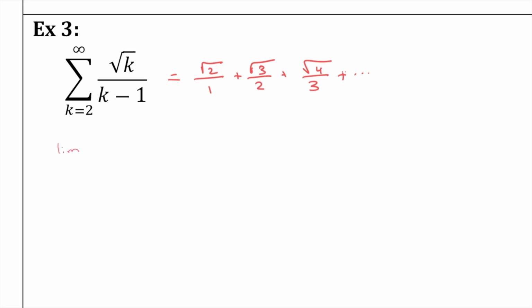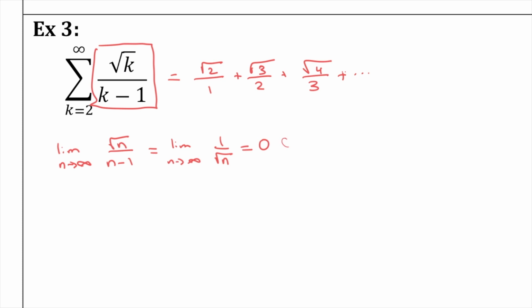What if we were to consider the limit as n goes to infinity of root n over n minus 1? When we simplify, we would have the limit as n goes to infinity, 1 over square root of n. So our rational expression is very similar to 1 over square root of n. We recognize also that if we were to complete this limit, it's going to 0, and our series could converge, but I just don't know yet.